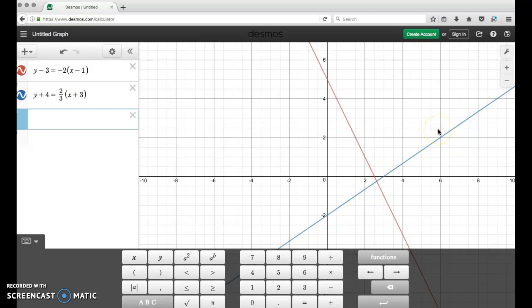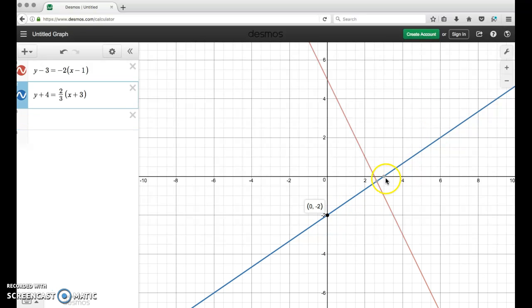With Desmos, all the graphs will show up in a different color. You can put a point on the x-intercept and the y-intercept. It will also put a point on any intersection points between the two lines that are on the graph. So this is how you graph a point-slope equation on the Desmos graphing calculator.